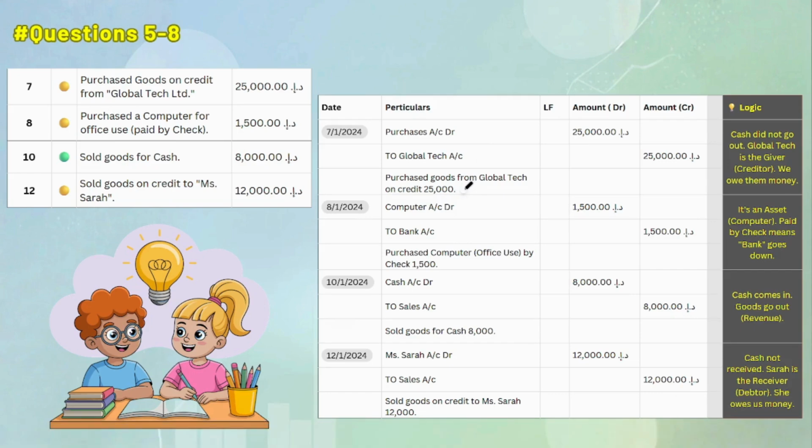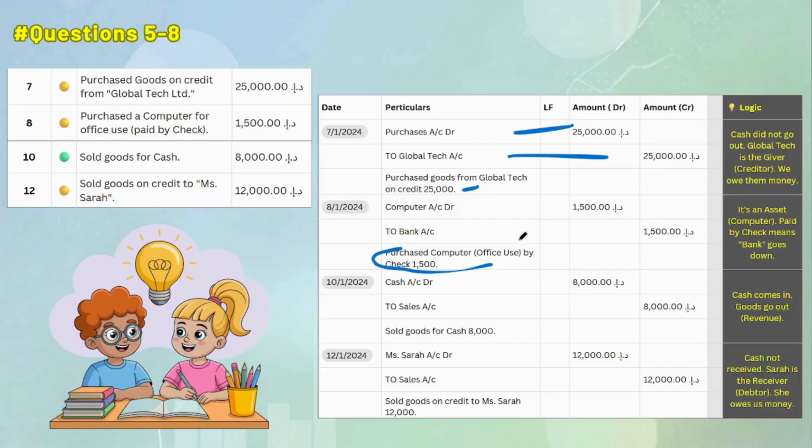Okay, moving into the second week, things are getting a little more complex. On January 7th, we buy goods from Global Tech, but we don't pay yet. Goods come in, debit purchases, but who is the giver? Global Tech. We credit them because now we owe them money. This is a liability.